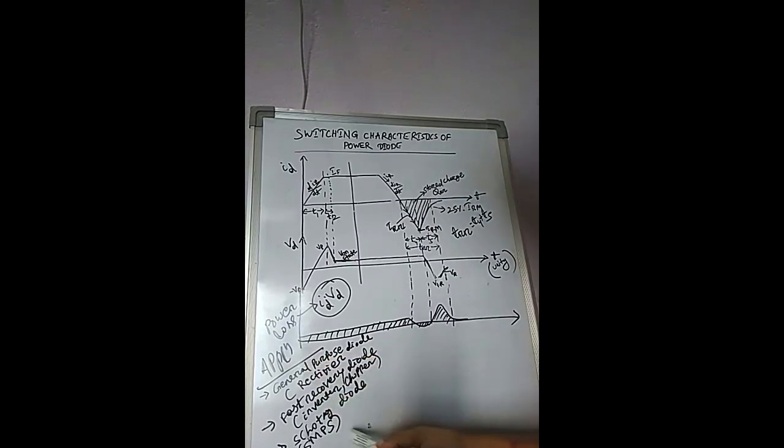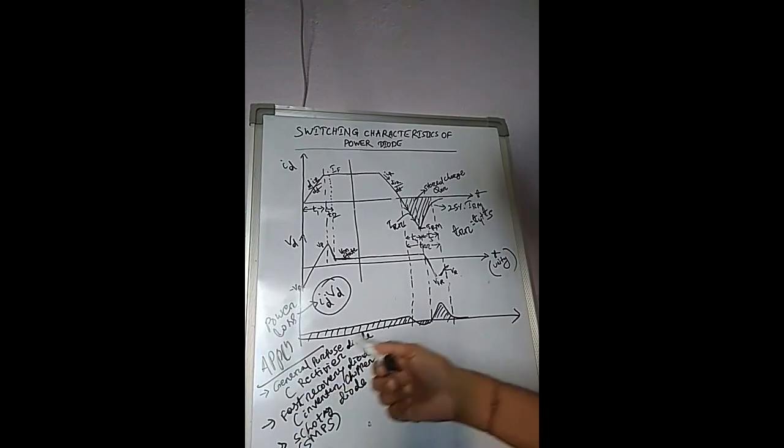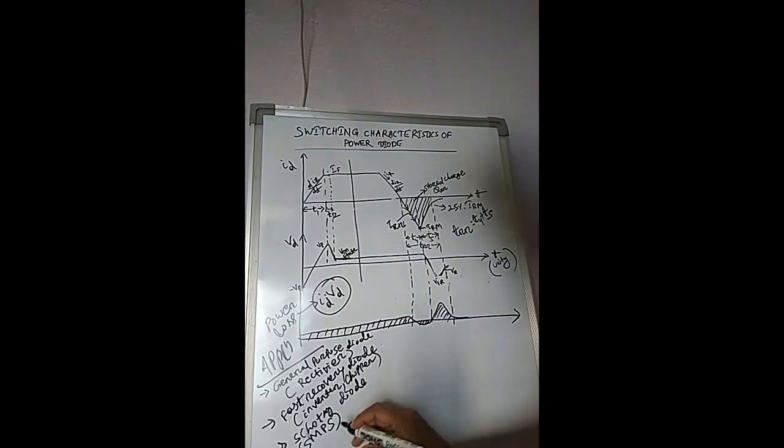So there are three main types of applications. First one is the general purpose diode, which is used in rectifiers. The second one is the fast recovery diode, which is used in inverter or chopper applications. And the last one is the Schottky diode. Here the switching action is very fast, and it is used mainly in SMPS, switch mode power supply.